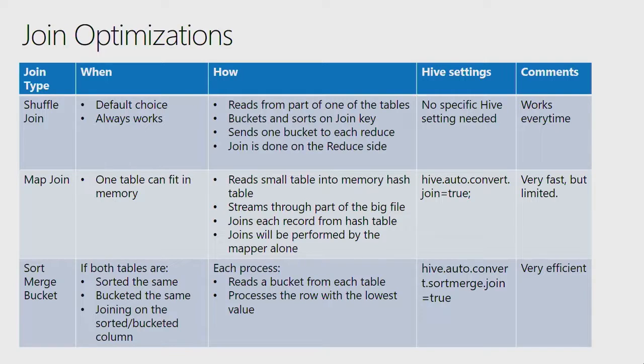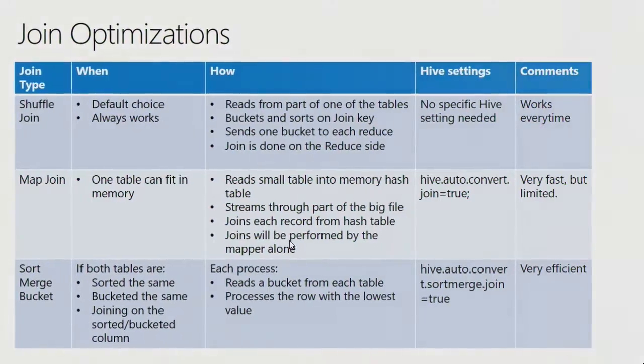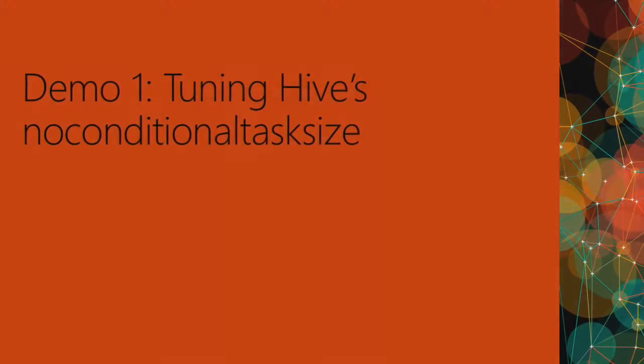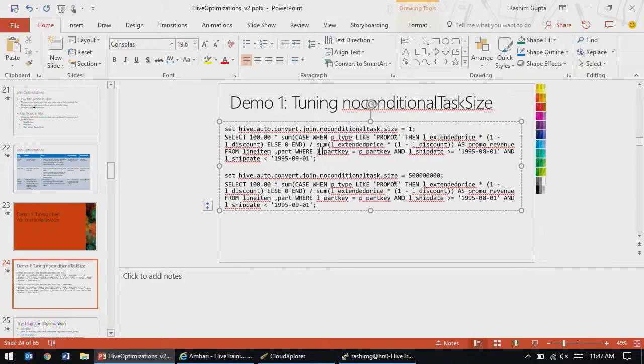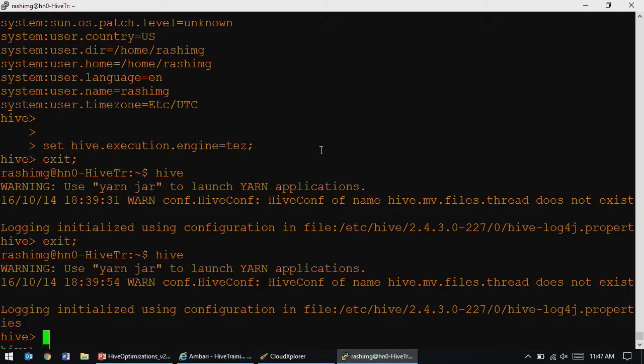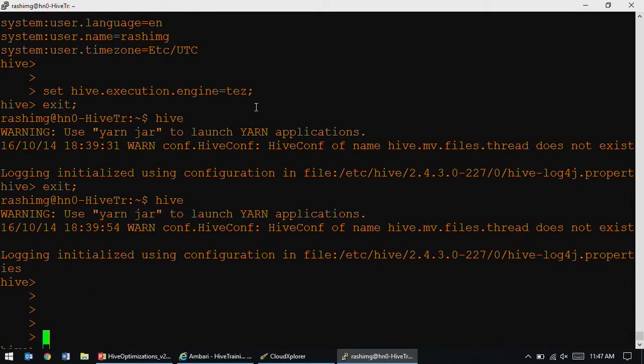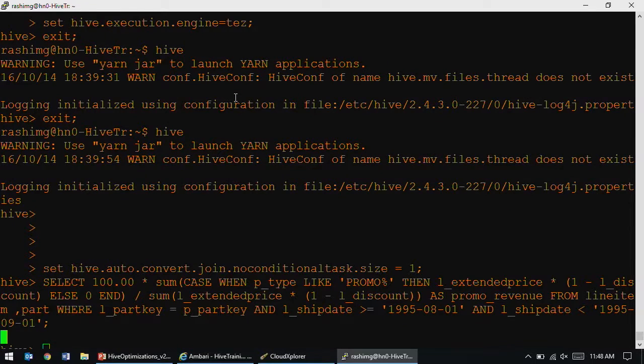Now let's see, how do you tune this map join, right? Is there any way to make one fit? How does Hive decide what the memory size is? I'm looking at map join. How do you make sure that you use map join more frequently, right? So we're going to look at our first demo, which is tuning Hive's no conditional task size. Before we talk about it, let me just run it because it takes a few minutes to run, and I want to make sure that we don't waste time. So what I'm going to do is just run this job.